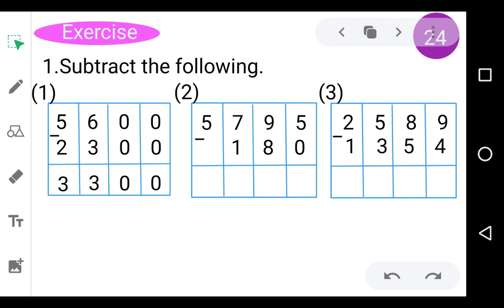See, in the second one. In the second, we have to subtract 180 from 5795. So see, 5 minus 0, 5. 9 minus 8, 1. 7 minus 1, 6 and 5. See the next one. In the next one, we have to subtract 1354 from 2589. So see, in the unit place, 9 minus 4, 5. 8 minus 5, 3. 5 minus 3, 2. 2 minus 1, 1.